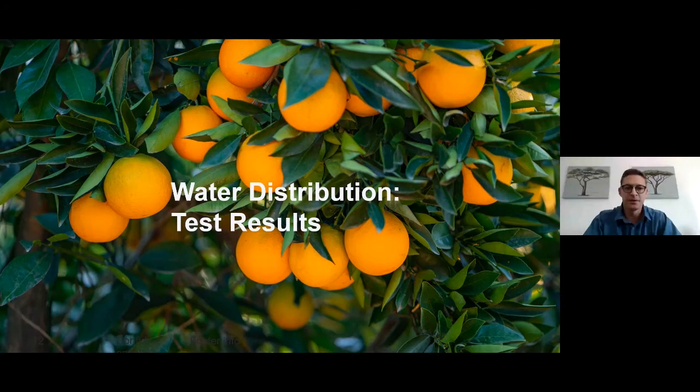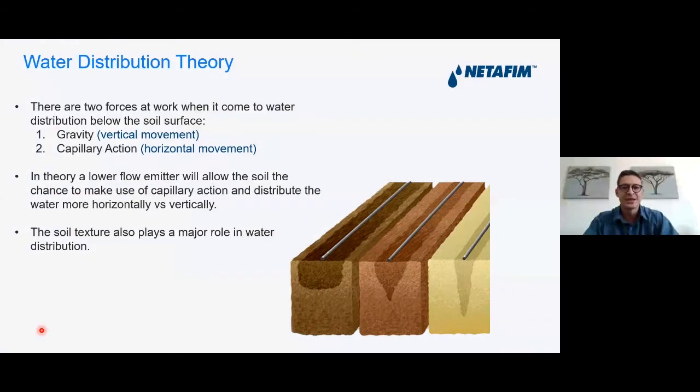So before we jump into the results, a little bit of theory first to better understand the results. When it comes to water distribution below the soil surface, there are mainly two forces at work. The first one is gravity, and this is the same force that keeps us all on the ground, our feet on the ground. This is responsible for the vertical movement of the water below the soil surface. The second force at work is the capillary action, which is responsible for the horizontal movement of the water below the soil surface.